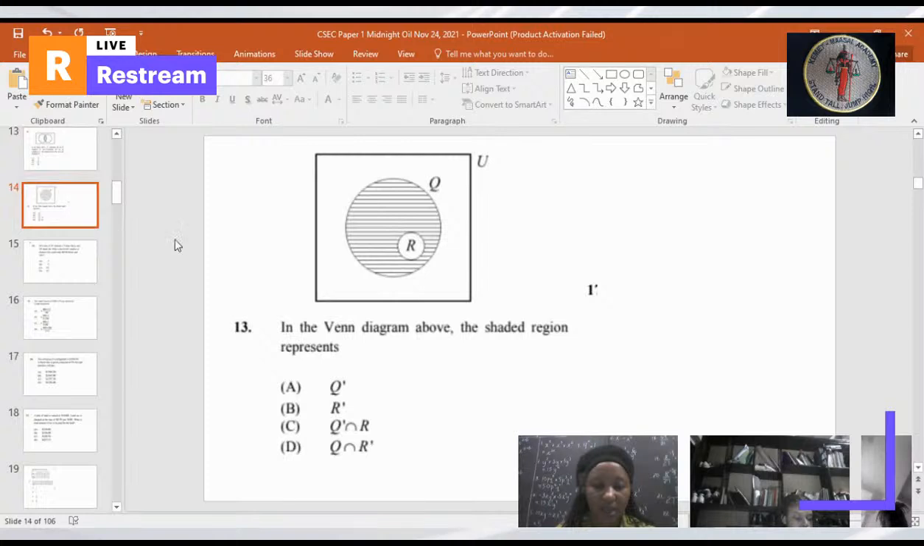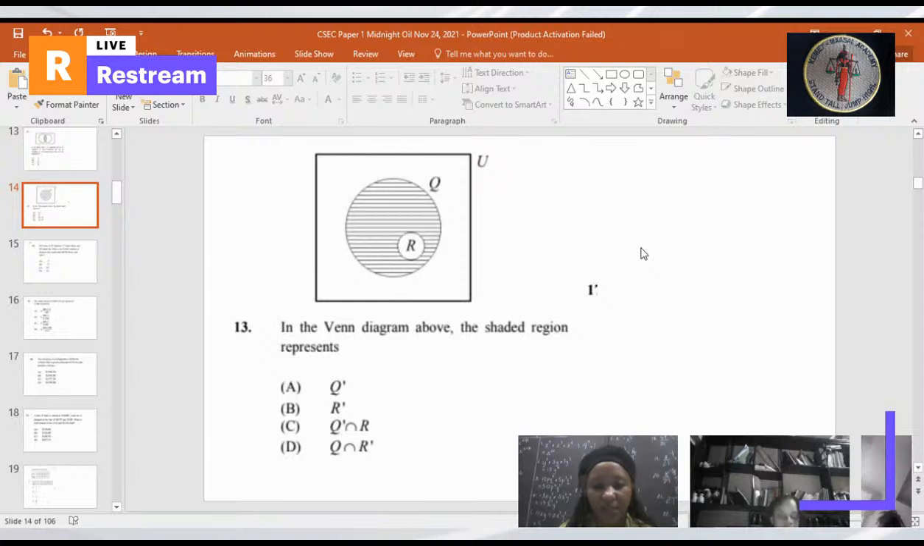That's correct. All right, Imani, number 13. In the Venn diagram above, the shaded region represents... So for that one, I would have Q intersect R complement. What letter is that? That's D. Correct.